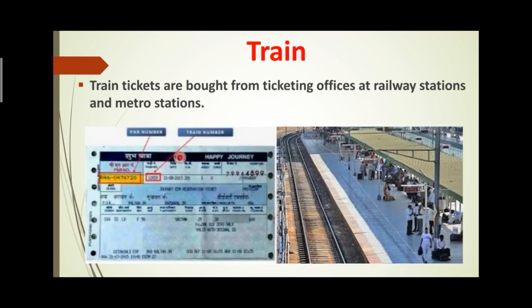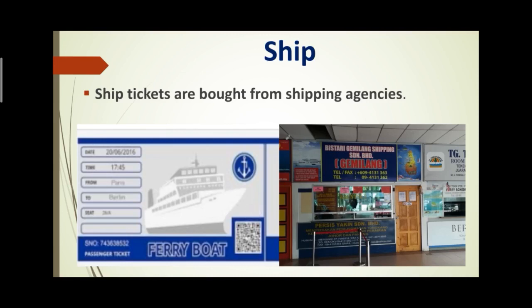Train. In the same way, train tickets can be bought from ticketing offices at railway stations and metro stations. The first picture is showing the train ticket, and the second picture is showing the railway station.